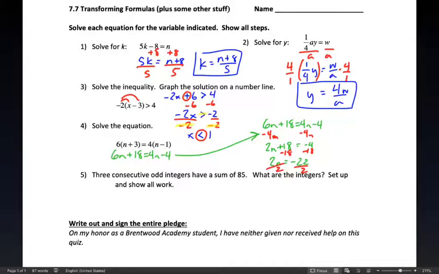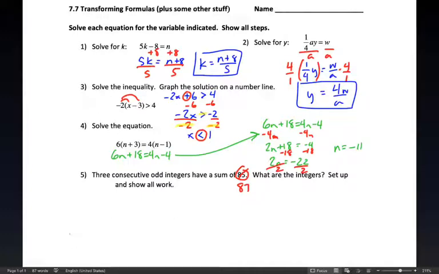Number 5 is the one I really want to talk about with you, because there was a mistake with the question, so I actually threw this question out. I paid attention to your setup, but I only counted it as like 1 point. The reason I threw it out is because that 85 should have been 87. There was no answer to the question, it turns out. But many of you did not set this thing up correctly.